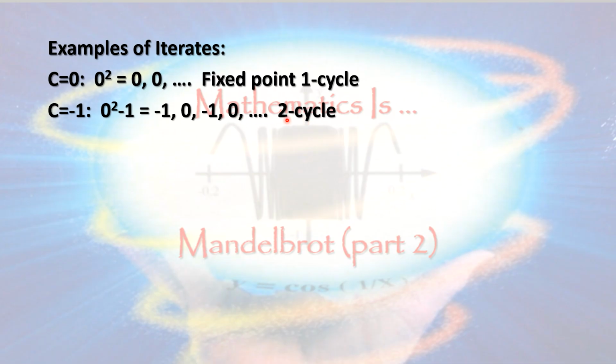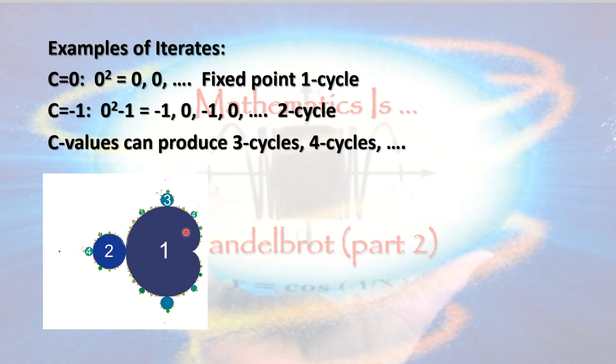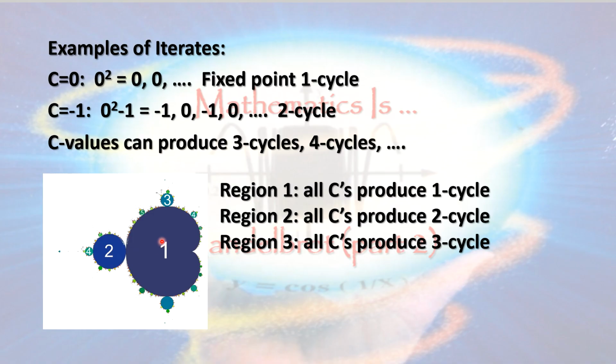They're harder to find, but other values of c cause a cycle of 3 numbers, or 4 numbers, and so on. Amazingly, these values are highly organized in the Mandelbrot set. For all c values within the cardioid region labeled 1, the iterates converge to one number. We saw that c equals 0 works this way. For all c values within the circle 2, the iterates converge to two numbers alternating. We saw c equals negative 1 work this way. For all c values within the region 3, the iterates converge to 3 numbers cycling around, and so on. Isn't that remarkable? Well, there's more.